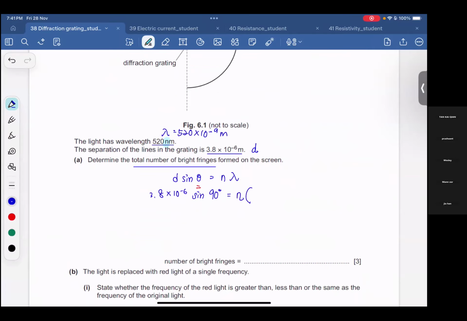We don't know the order maximum. So here, 520 times 10 to the power of negative 9. I'm pretty sure you can get 7.3 here, right? But as I told you, you have to round it down to 7. But 7 is not your final answer.